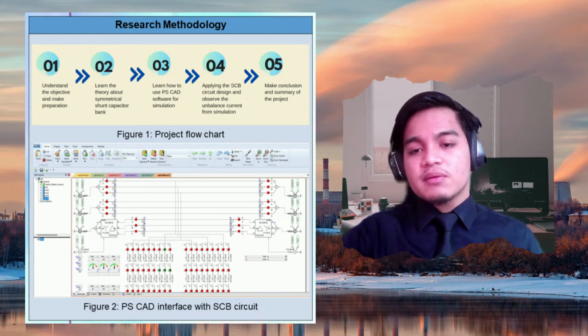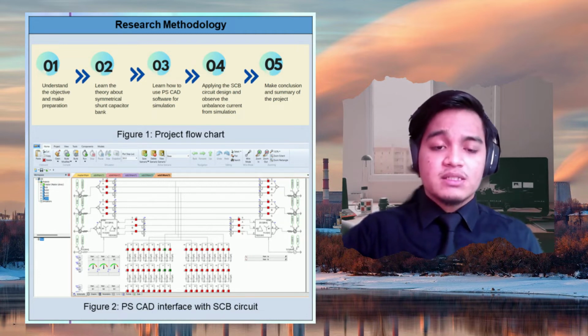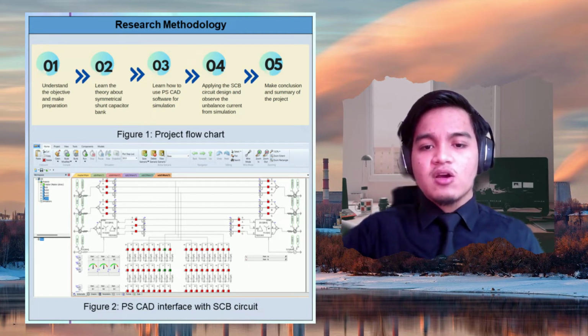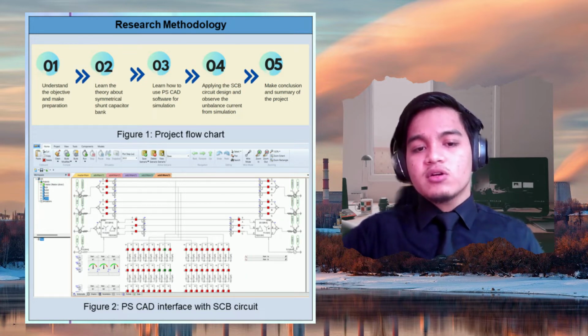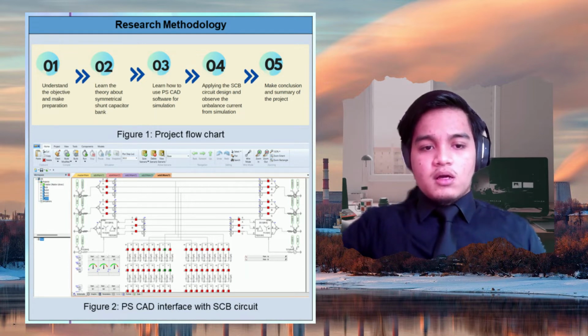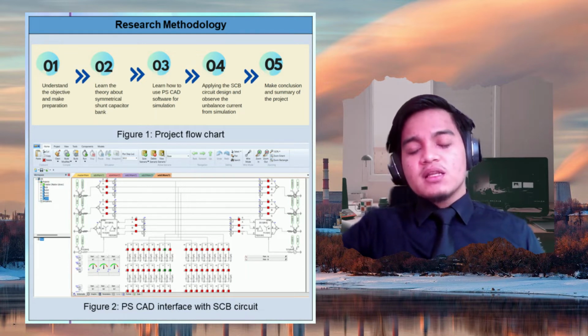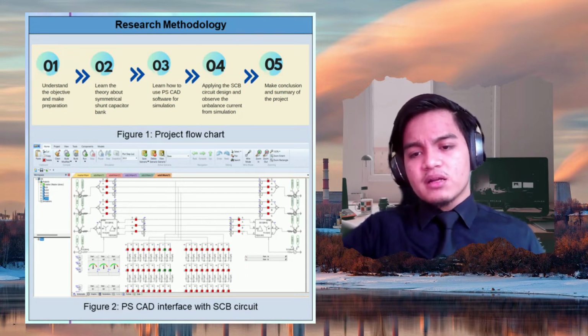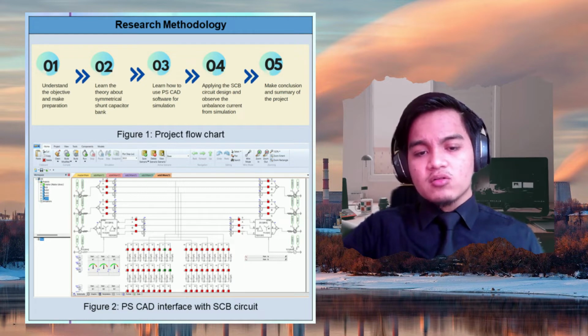Now, the second step is to learn the theory about the symmetrical shunt capacitor bank. This step includes all the literature review findings that are already done in chapter 2. This chapter is filled with all the information on the symmetrical shunt capacitor bank and the theory findings for shunt capacitor banks based on the previous research that has already been done. Some past studies also have similarities with this project, such as the calculation method for the unbalanced current method and the simulation using PSCAD to overview the results found in the past studies.